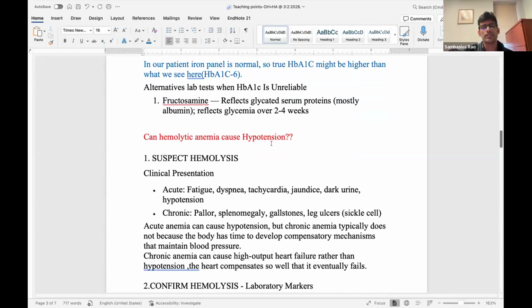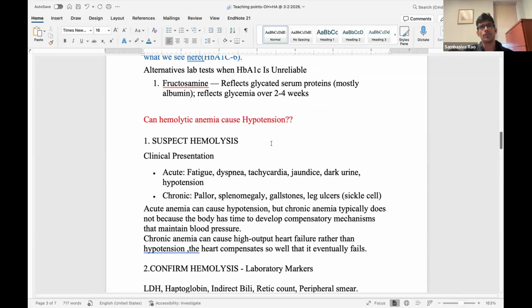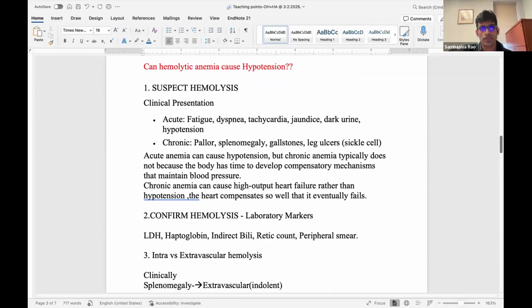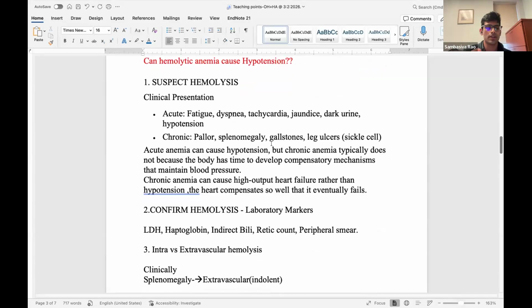So in our case, the patient came with hypotension. Can hemolytic anemia cause hypotension? The answer is yes, and we have seen that in our case. Usually, we associate acute anemia with causing hypotension, whereas chronic anemia doesn't, because the heart has compensations which compensate for the low blood pressure and it will be normal. So whenever you see hemolysis, you need to think about whether it is autoimmune or non-autoimmune.